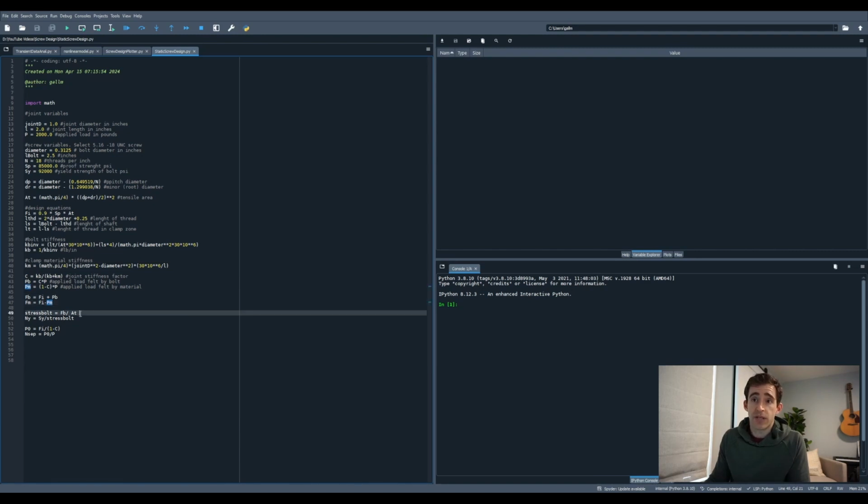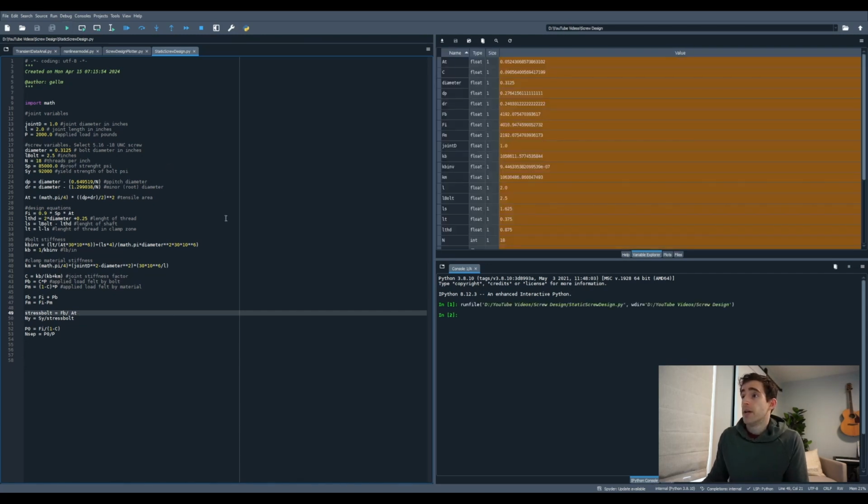Then I can find the stress in the bolt, FB over AT, and I can compare that, the safety factor of stress, the yield strength of the bolt divided by the stress in the bolt. I can find my load for joint separation, and I can find my safety factor. So if I run this script, and I'm using Spyder, it'll bring up the results in my variable explorer.